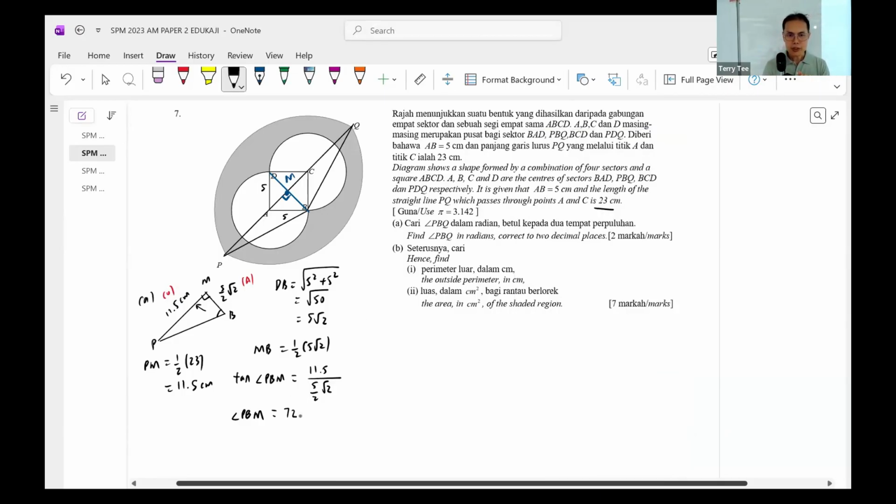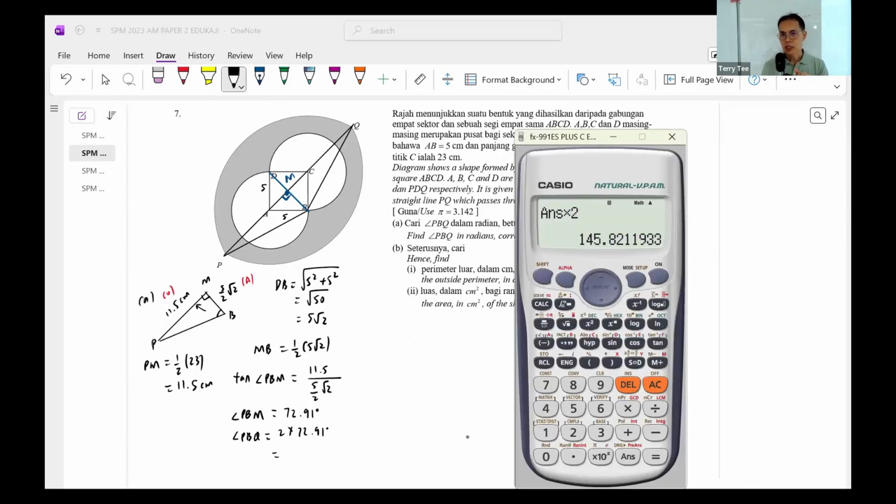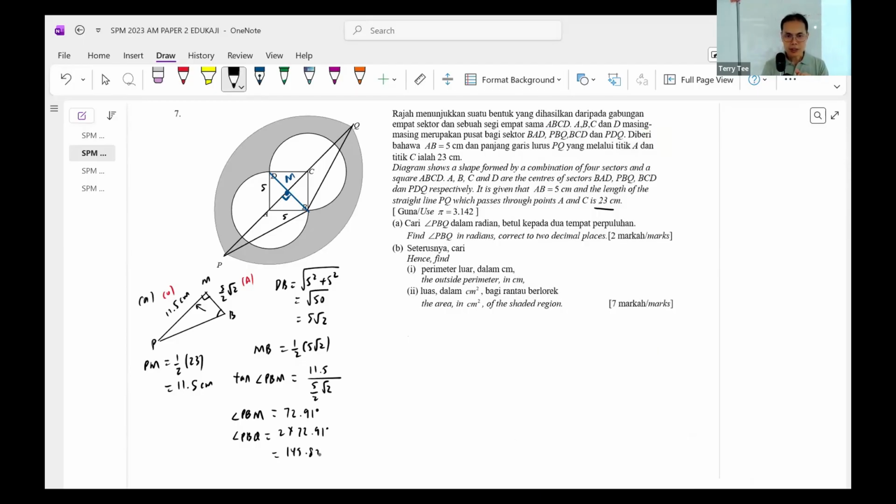Now, but this 72.91, what is it? It is not your PBQ. It's your PBM. Right? Your PBQ should be what? Double of it. So you times 2. Okay, sorry, let me write nicely. 72.91, that's just times 2 to show you. Times 2, you get 145.82. Okay, but this is in degrees.